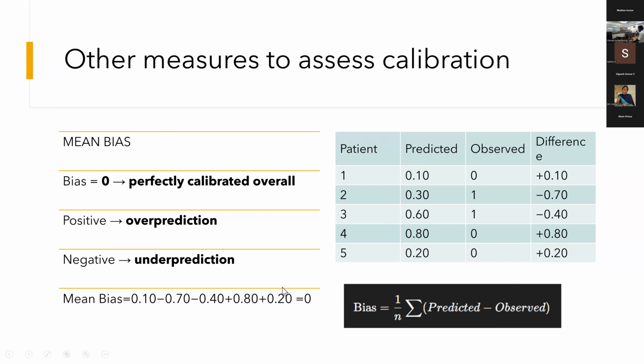If we get a negative value in this, it means that the model had under predicted the risk of death. And if we get a positive value overall, it means that the model had overestimated the risk of death.